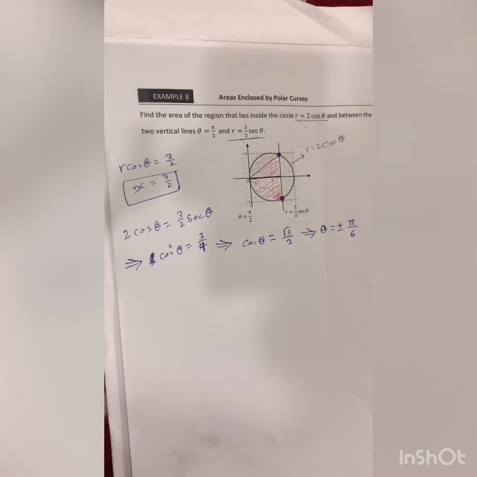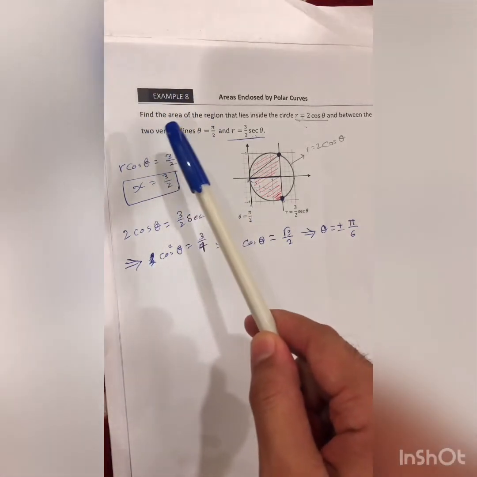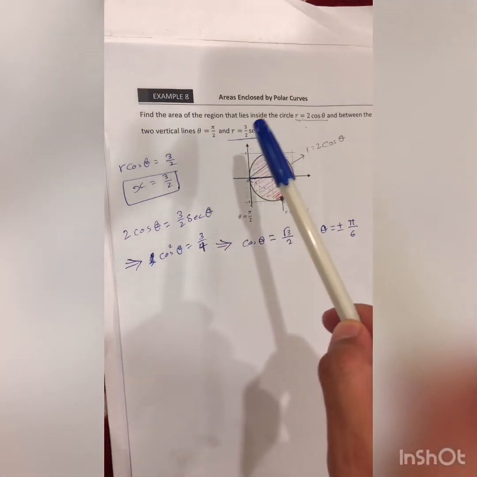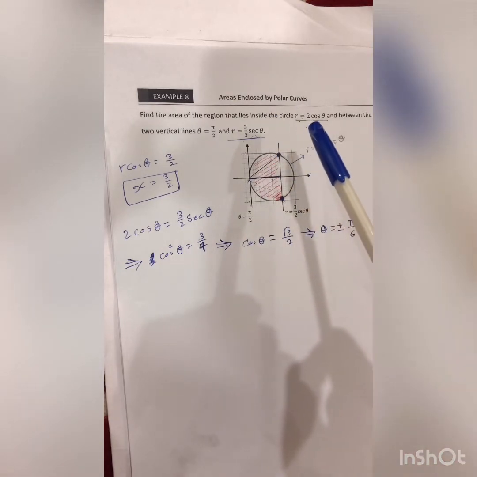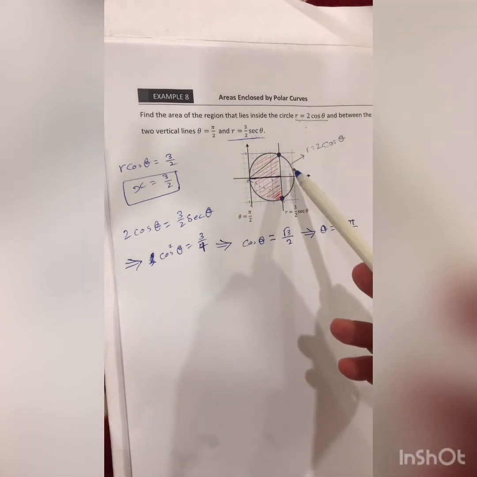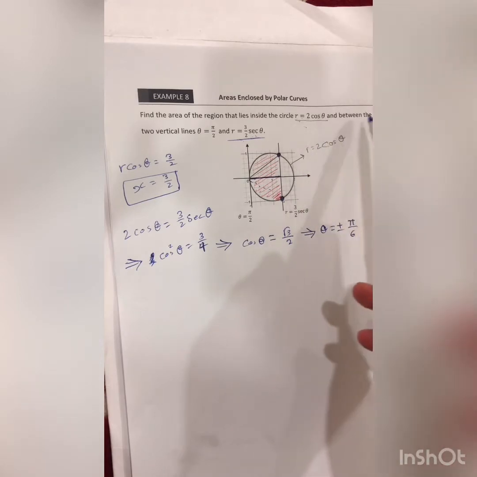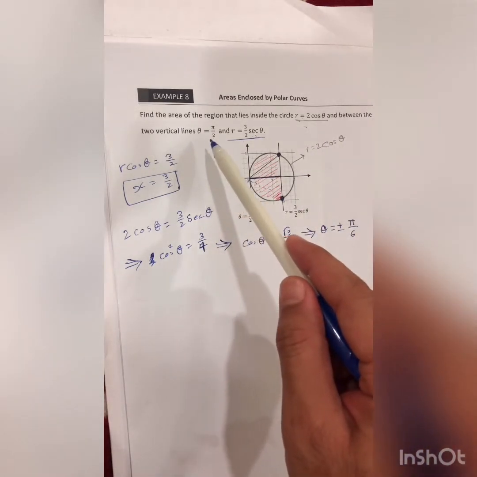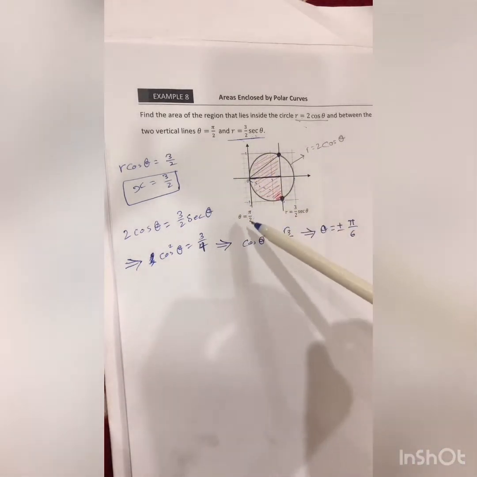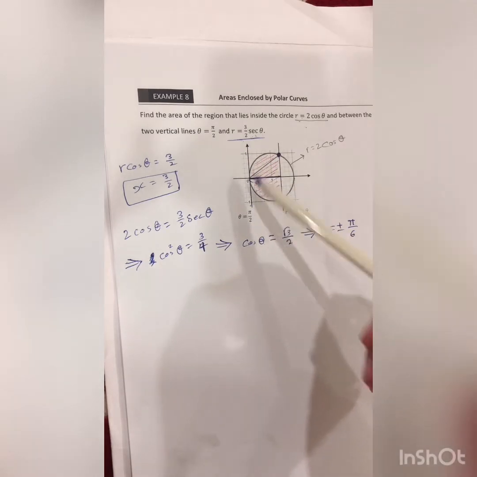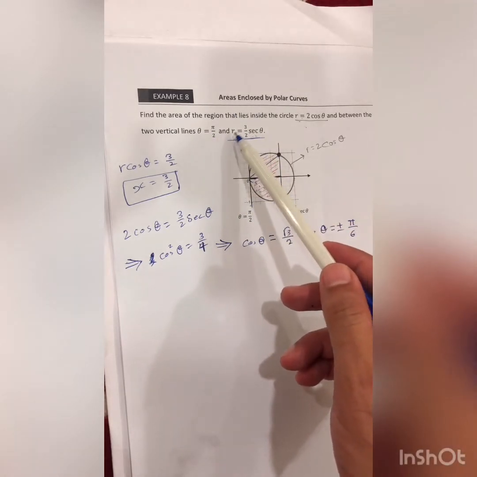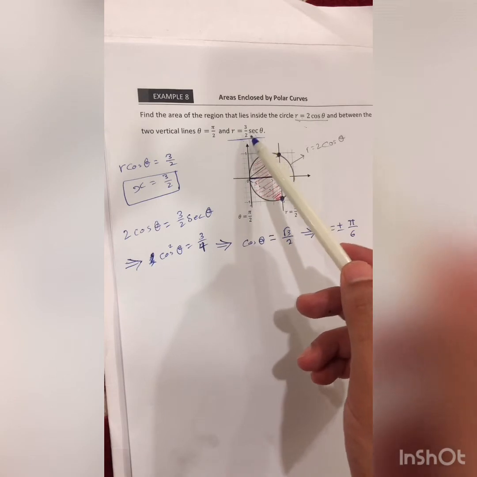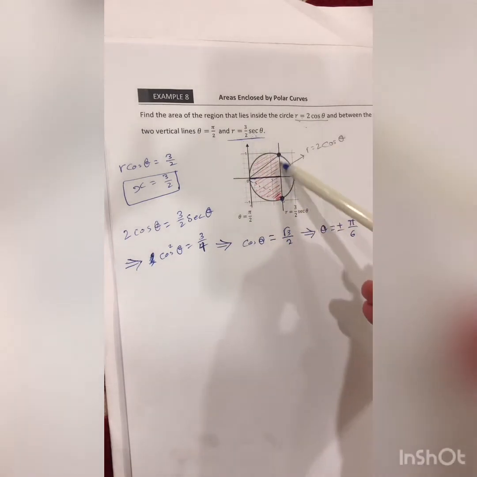Okay, this is to solve example number 8 in section 10.4. The example says, find the area of the region that lies inside the circle r equals 2 cosine theta, which is this circle over here, and between the two vertical lines, theta equals pi over 2, which is this line over here, the y-axis, and the vertical line r equals 3 over 2 secant theta, which is this vertical line over here.